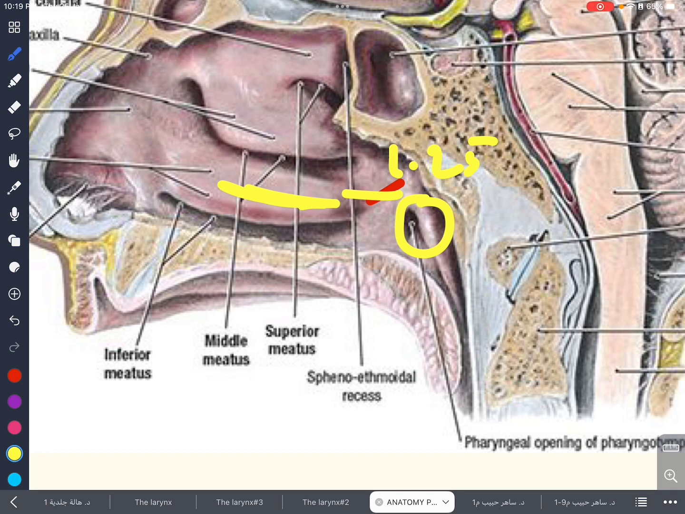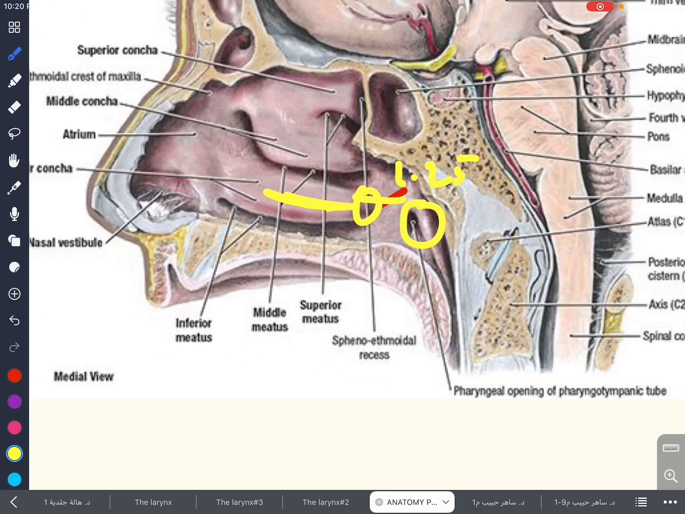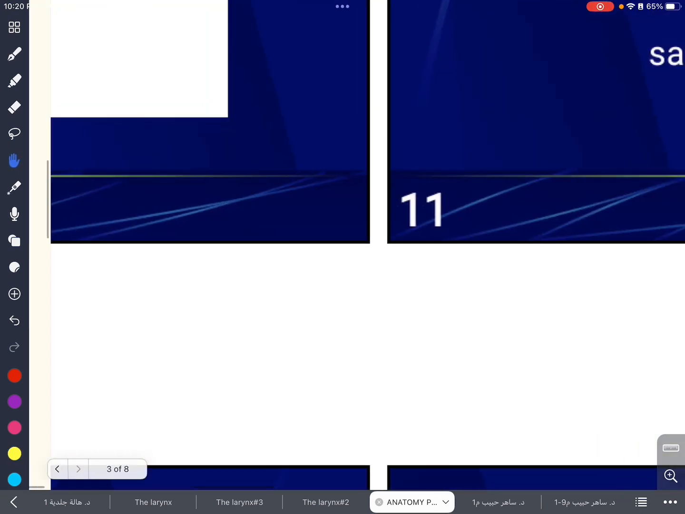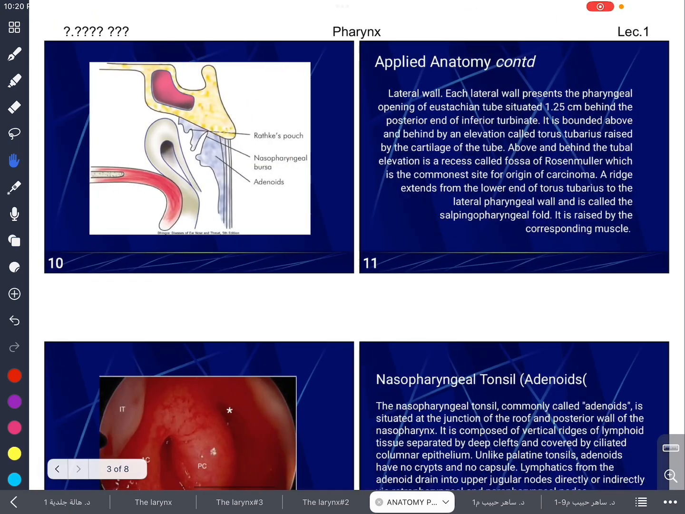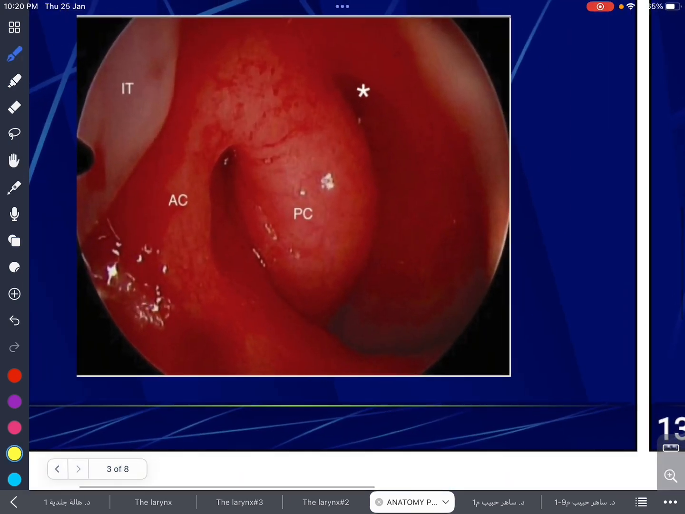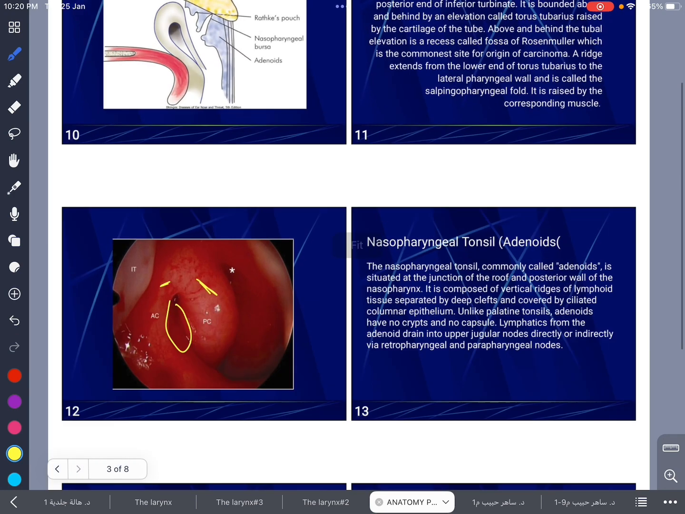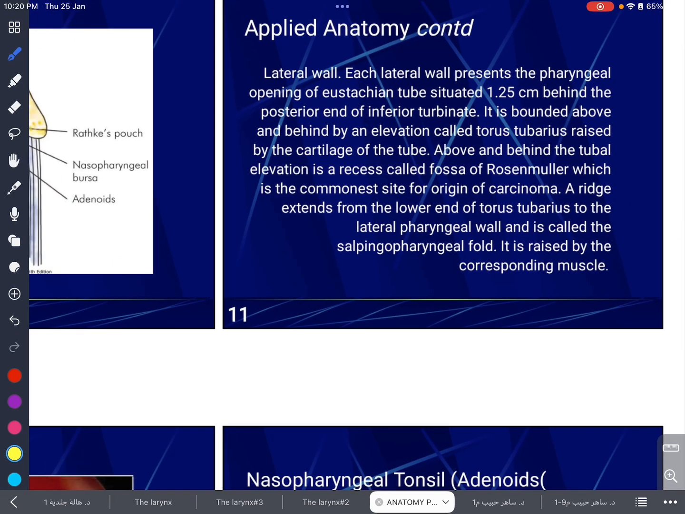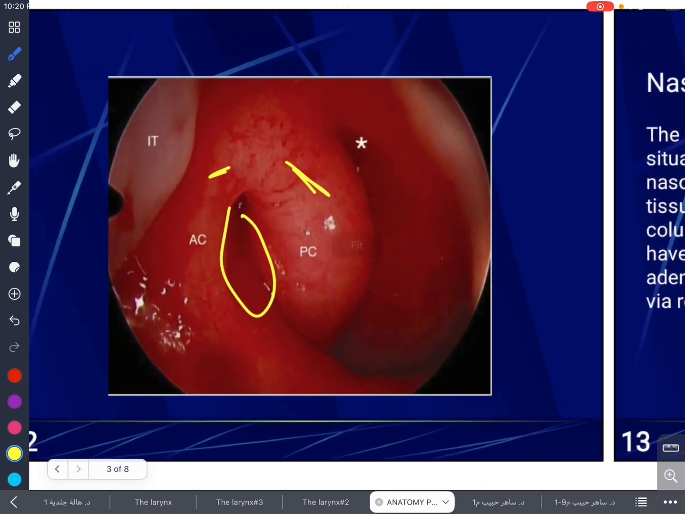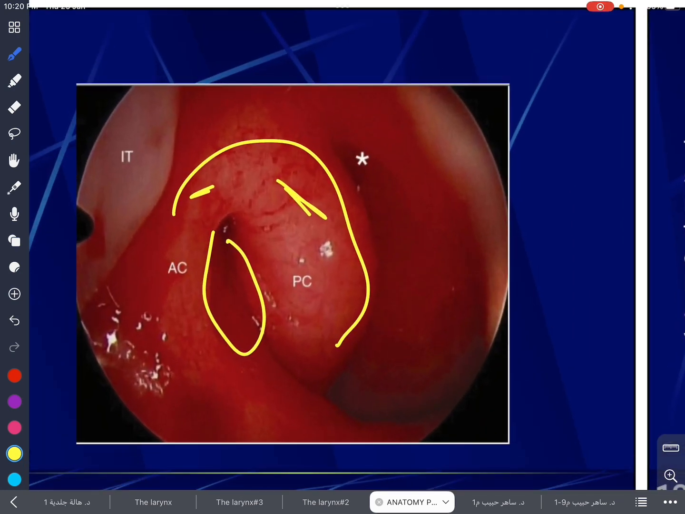So it's 1.25 cm posterior and behind the posterior end of the inferior turbinate, and this Eustachian tube opening، هذا الاوستيكن تيوب opening above it فوقه and behind it اكو فد ريجيتس. هذا راح يسمونه التورس تيوباريس. تورس تيوباريس هذا التورس تيوباريس. تمام. بعد behind and above the torus tubaris خلفه فوقه اكو فد ريسس او depression راح يسمونه الفوسا of Rosenmuller.